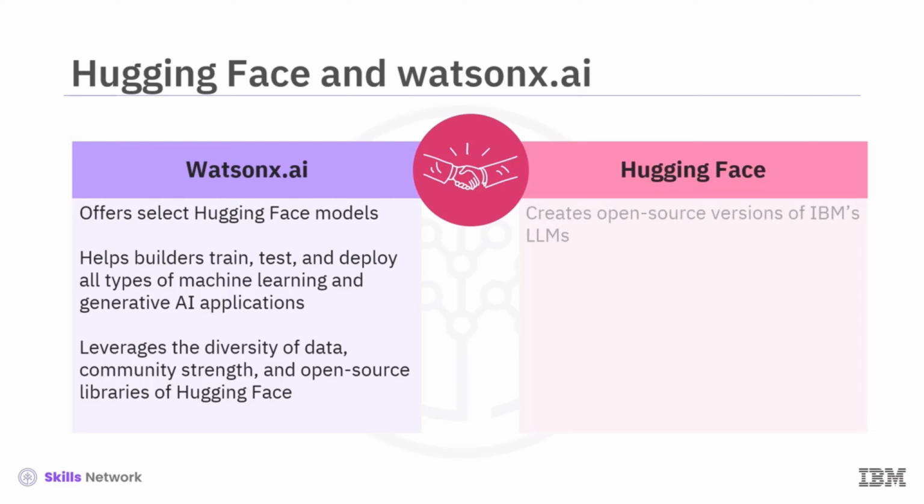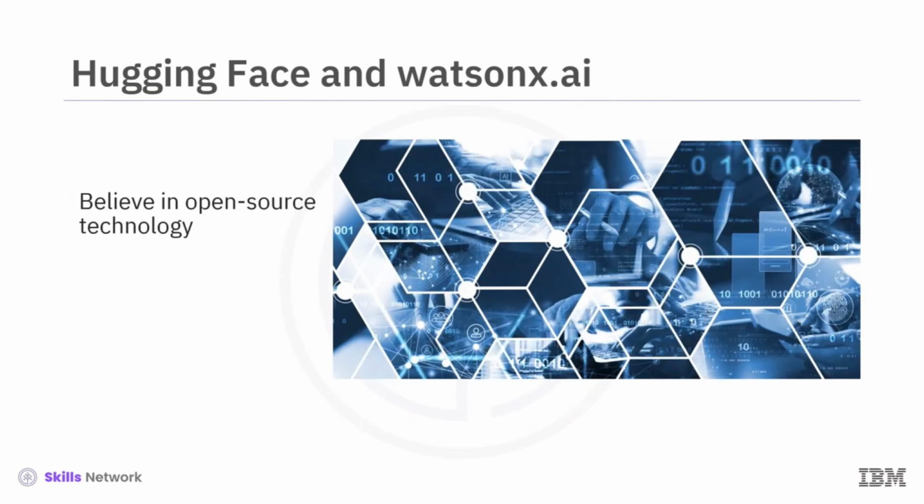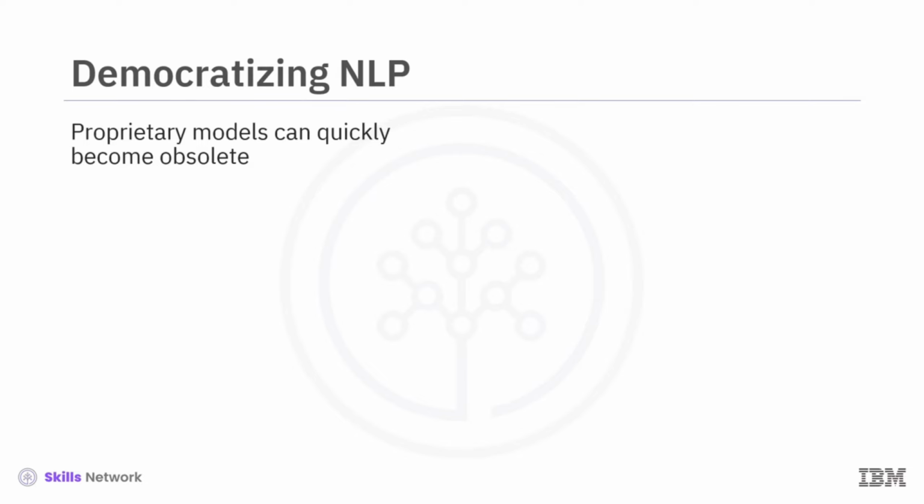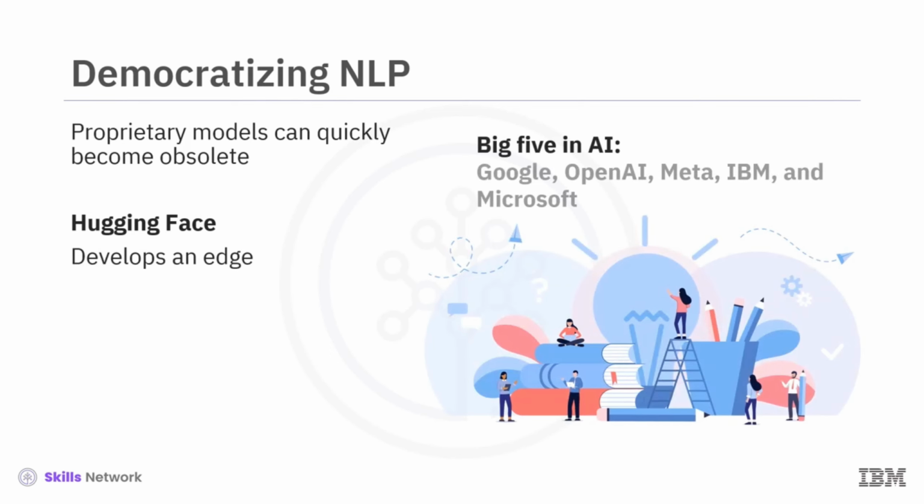On its end, Hugging Face creates open source versions of IBM's LLMs and makes them available on its hub. Both entities believe in open source technology. Both bet on the community to create value in the AI space. As proprietary AI models can quickly become obsolete, Hugging Face may develop an edge over the big five in AI, namely Google, OpenAI, Meta, IBM, and Microsoft.